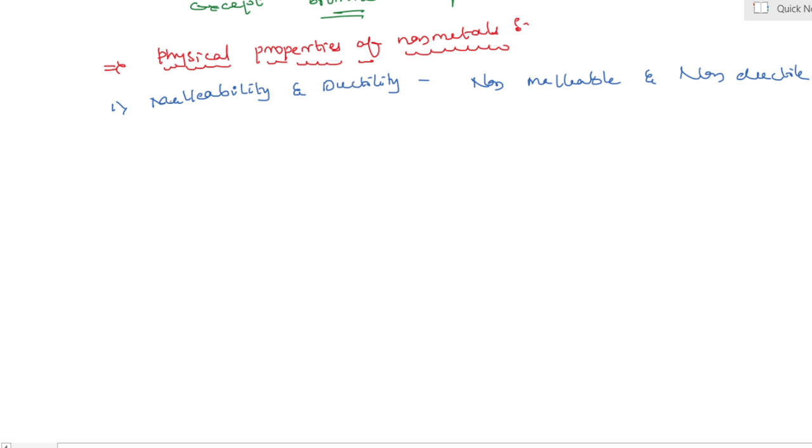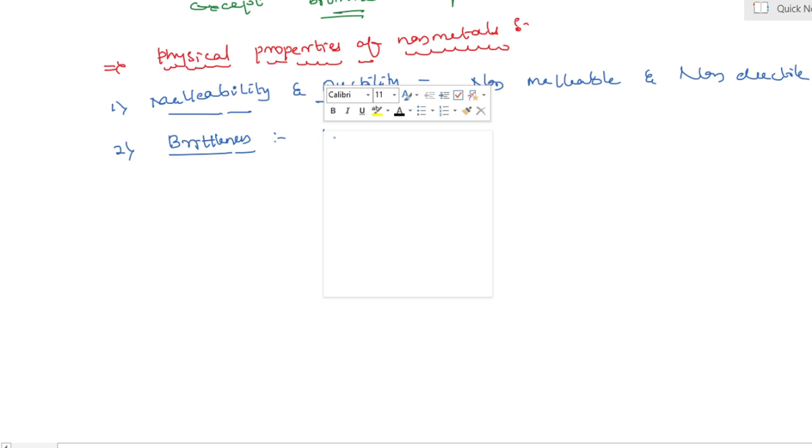Second physical property of non-metals is brittleness, not brightlessness. First one is malleability and ductility, second one is brittleness. Non-metals are brittle in nature, but metals are hard in nature. For instance, sulfur is a brittle solid. If it is hammered, it breaks into pieces.